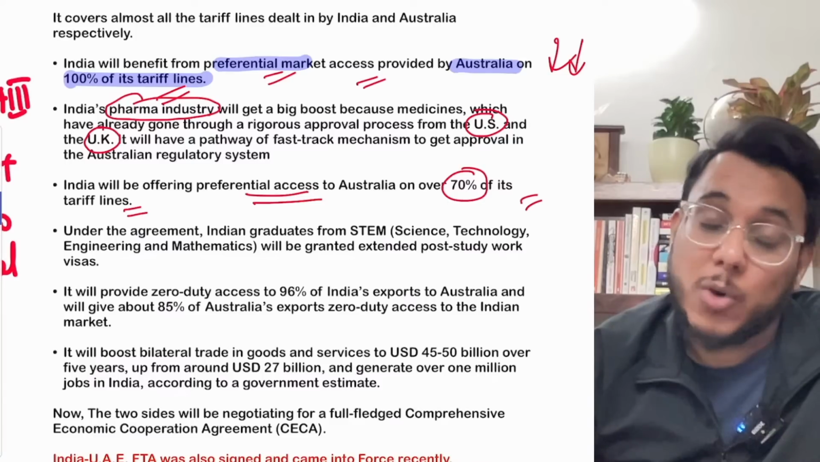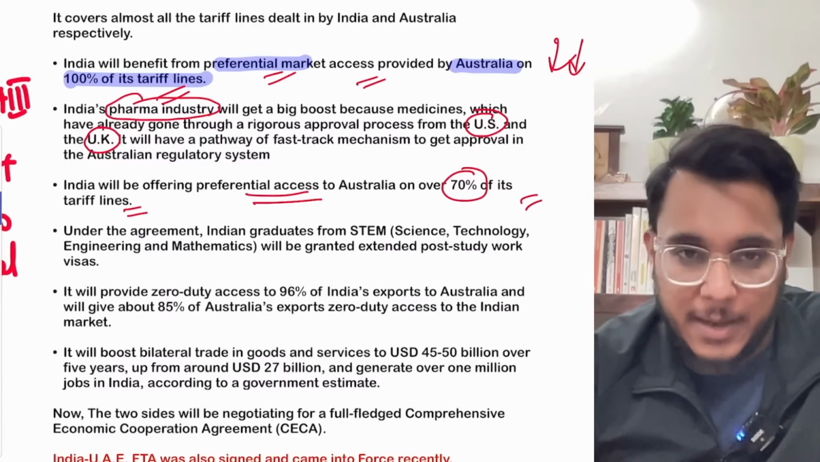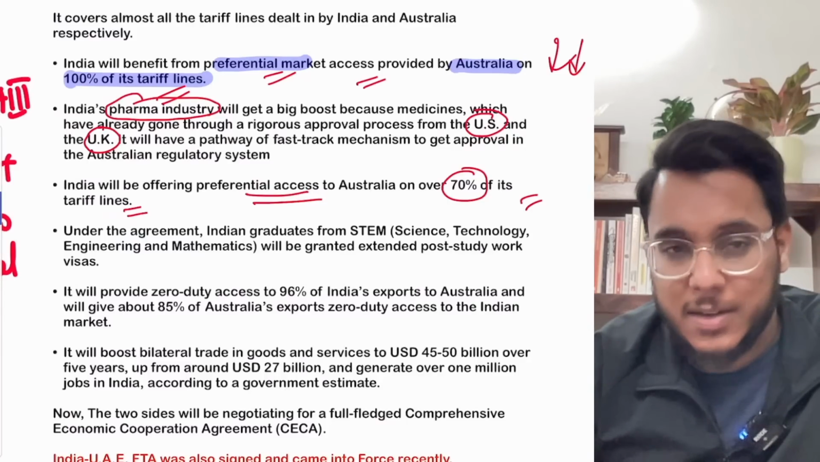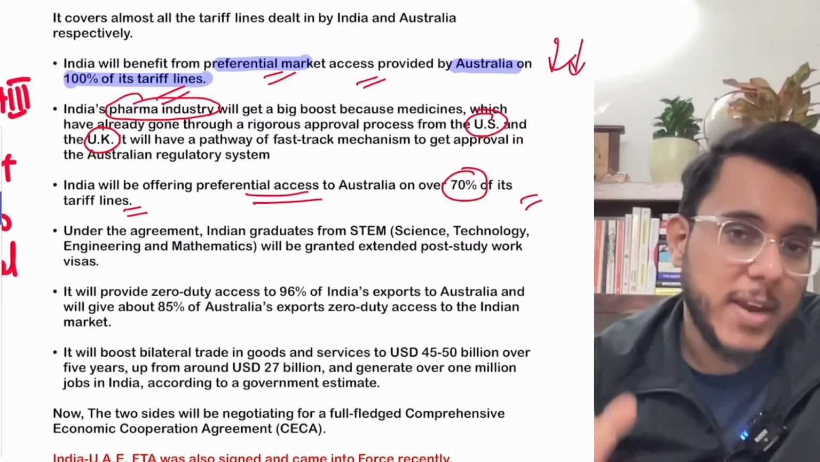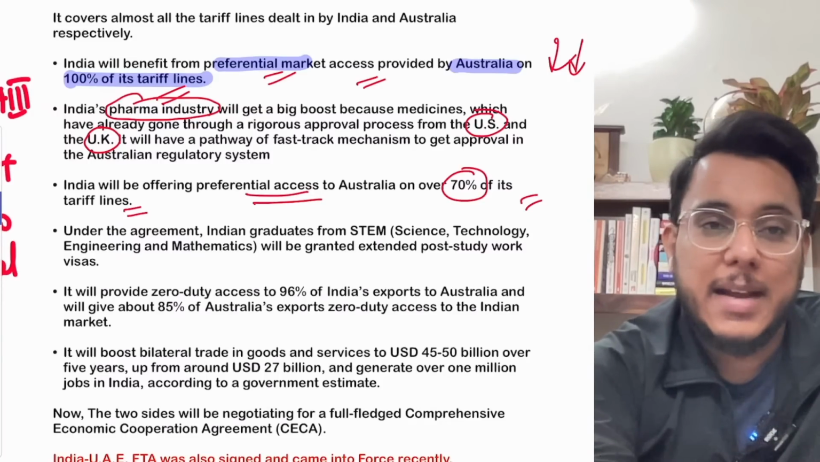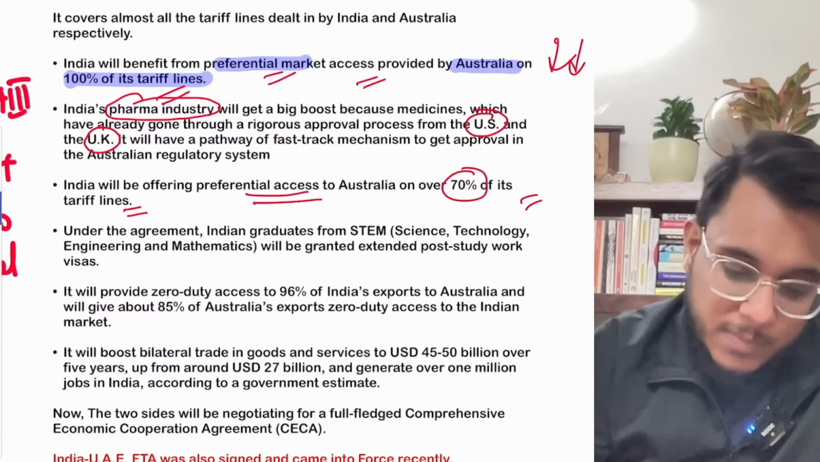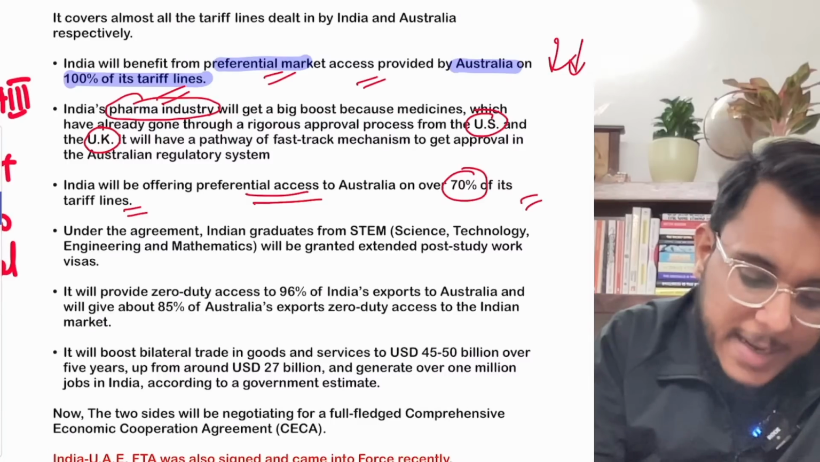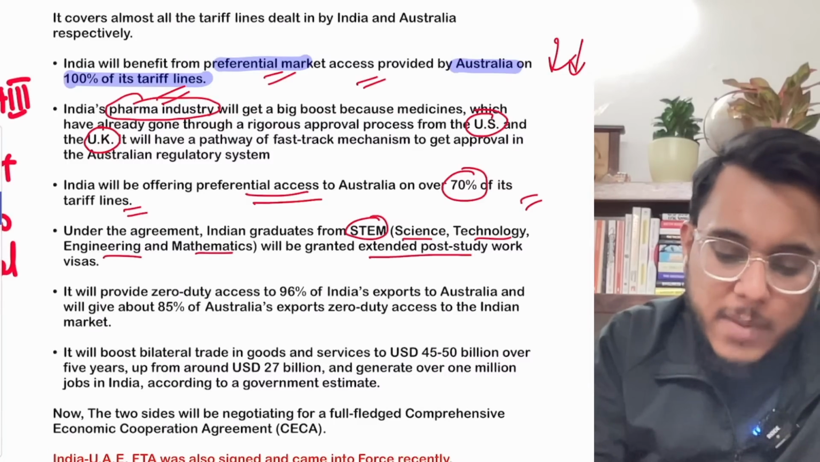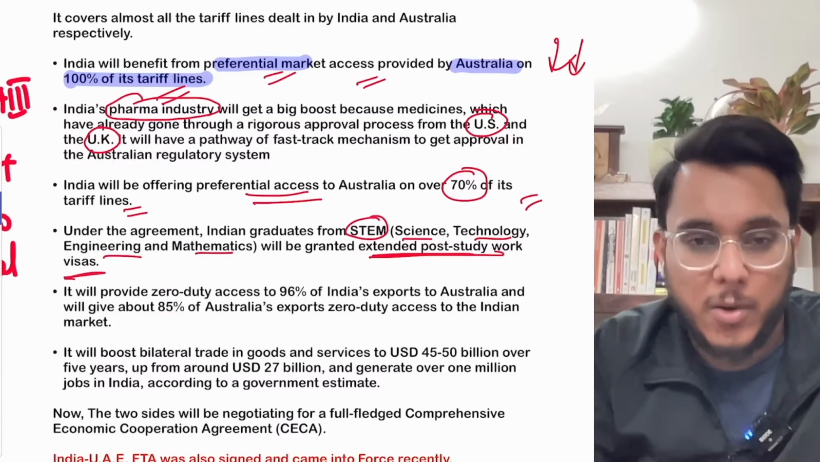See, Australia is a very big market player in the dairy sector, and in India our dairy farmers are marginal cattle rearers. So if Australian dairy products are given complete access, then Indian dairy farmers will be impacted in a negative way. Okay. Then Indian graduates from STEM, that is science, technology, engineering and mathematics, will be granted extended post-study work visas in Australia.